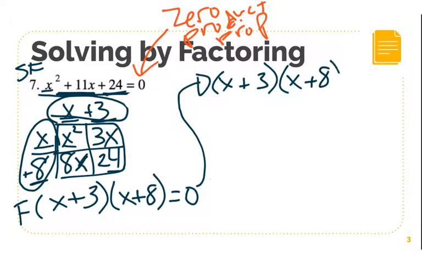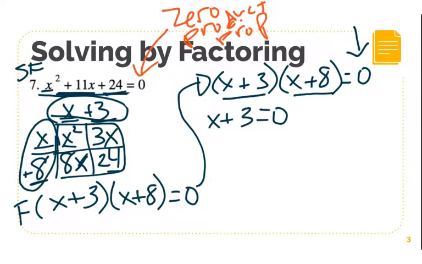Zero product property can only be used if I've got a 0. So it's used when I'm factoring and it's equal to 0. If I have any other number but 0 here, it does not work. So zero product property says I can set any of my factors, once it's in factored form, equal to 0. So I put x plus 3 equals 0 and x plus 8 equals 0.